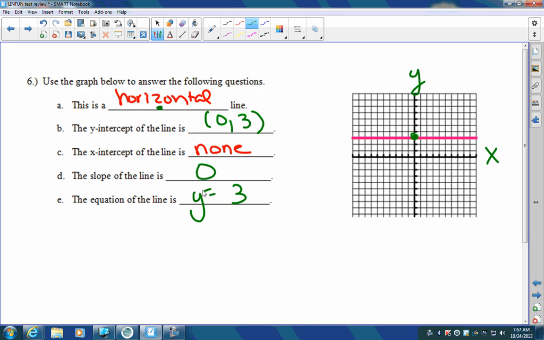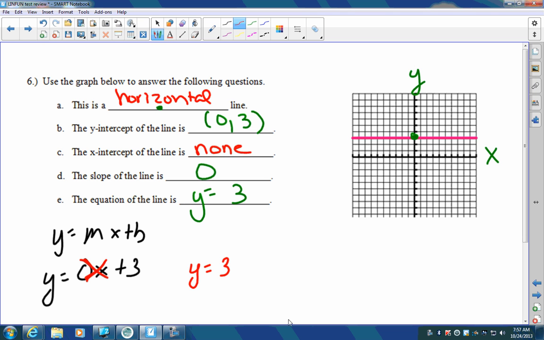See, if you put in your slope and the y-intercept, remember we have y equals mx plus b. If you did this, y equals, the slope is 0, x, and b is positive 3. 0 times anything is 0. This cancels out. That's why all you're left with is y equals 3. And everywhere on this horizontal line, the y number is 3.